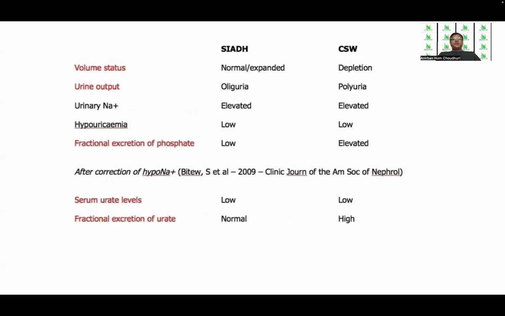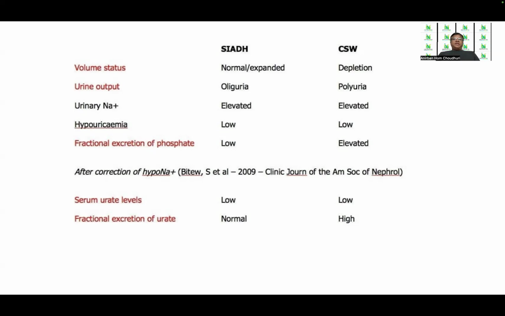When we have to distinguish between SIADH and cerebral salt wasting, it is very important to remember that in both conditions, there is excessive urinary loss of sodium and there is hyponatremia. But in SIADH, the volume status is either normal or increased. That is, the patient is either euvolemic or hypervolemic, whereas the volume status is depleted in cerebral salt wasting.